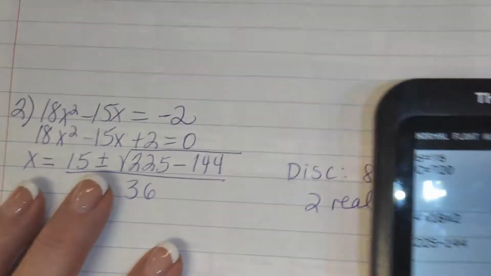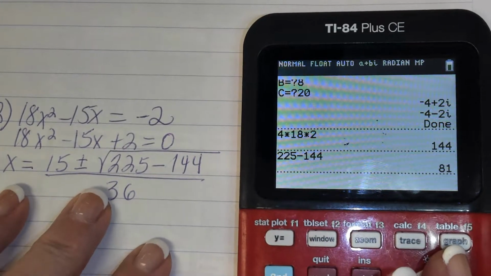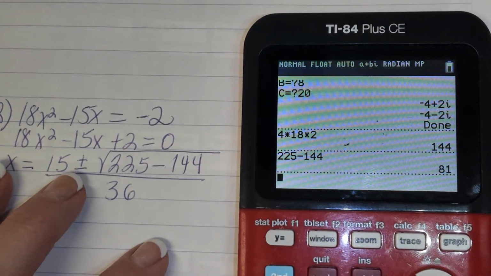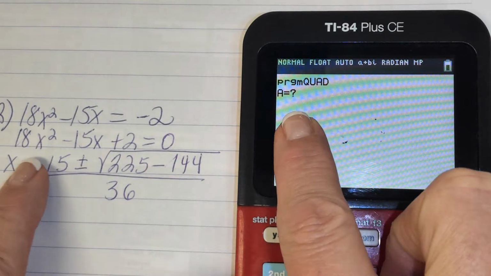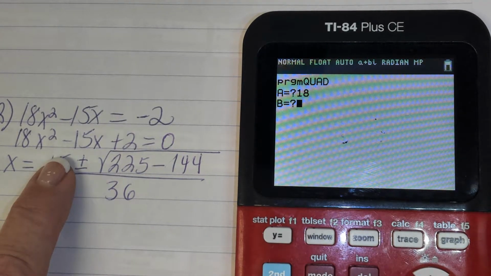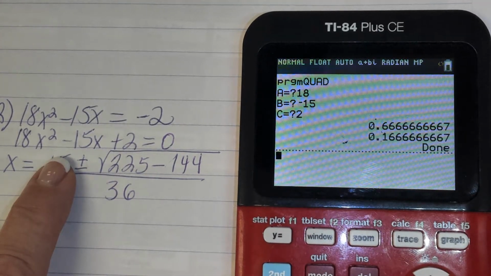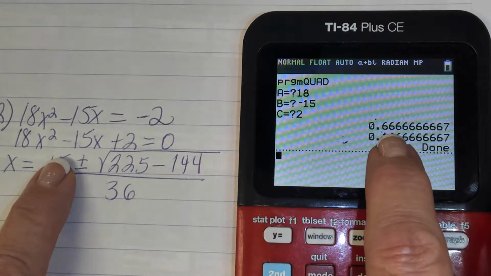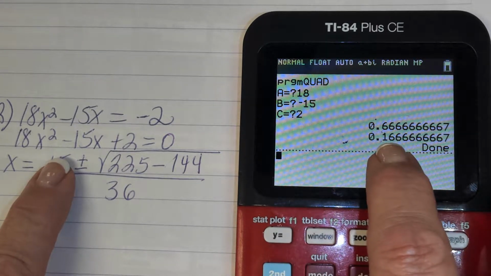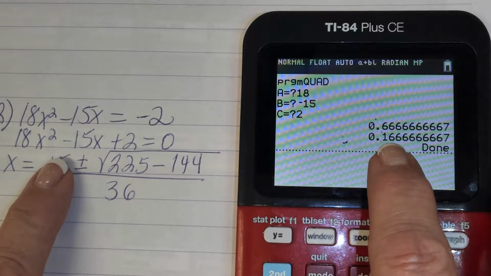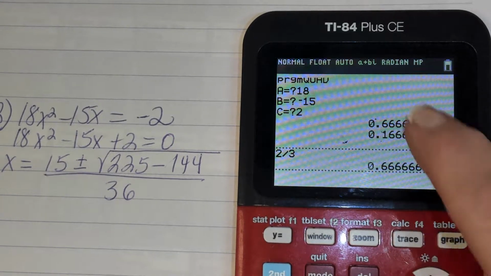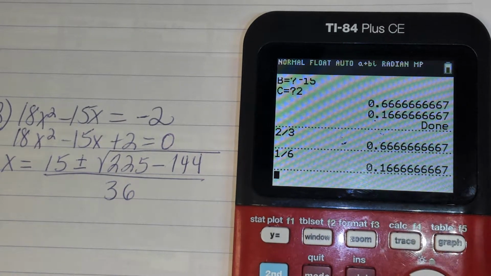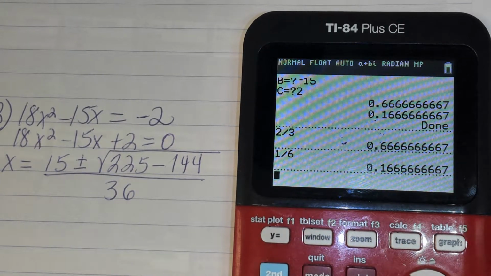Now, instead of going any further, I'm going to do it on my program. So I'm going to quit, clear everything out. I go to Program. I want to execute it. I push Enter. A is 18, B is -15, C is 2. There are the two solutions. Did you guys get 2/3 and 1/6? Okay, and if you weren't sure if you got those equivalent, you just do 2/3, that matches, 1/6, that matches. So we got it right.